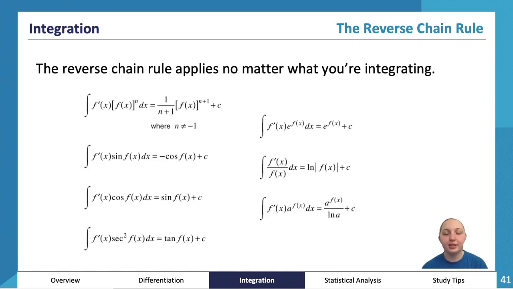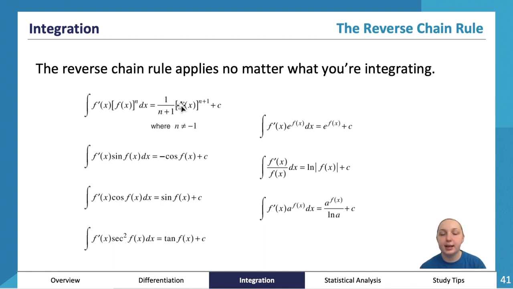So here it is, looking at the reverse chain rule. It applies no matter what you're integrating, the same way the chain rule applies no matter what you're differentiating. So essentially what that means is that if we have f of x to the n, we have to make sure that we already have f dash x on the outside, and then we can do this integration.